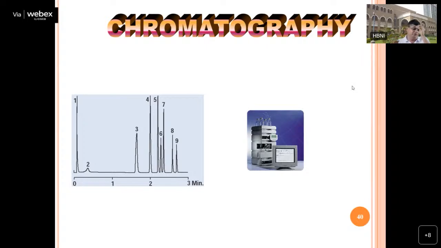Now we are coming to this next technique that we call chromatography. Chromatography is a technique where not only do we do the separation, we are doing the quantification also. So it's basically a technique where we are doing both the qualitative and the quantitative analysis.